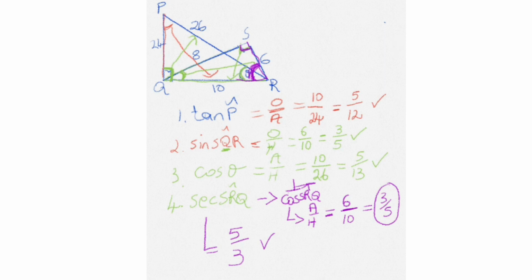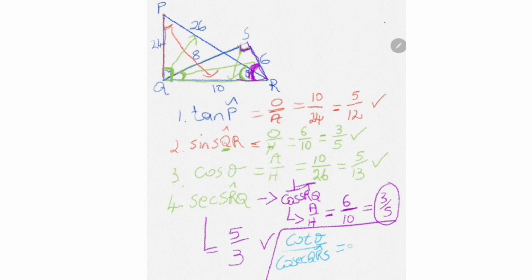So next, we are required to simplify. Let me see if I have enough space for that. We are required to simplify cot theta over cosec QRS. So we know that we're going to find the reciprocals here.